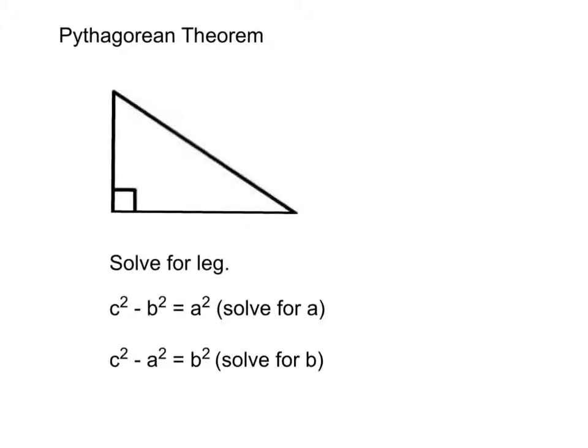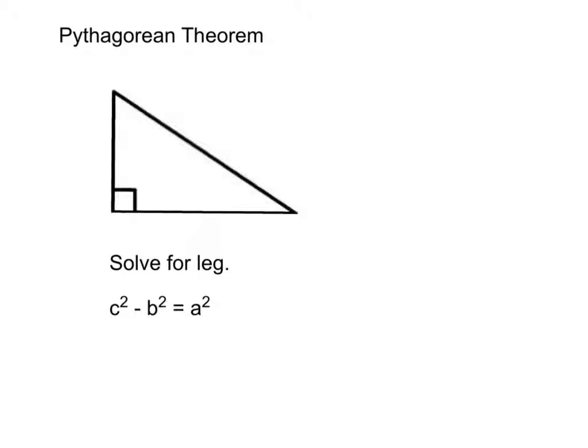Let's look at a problem where we're solving for a leg. Begin again with labeling C, A, B. You'll notice I've written the problems different than I have in previous years. Instead of looking at A squared plus B squared equaling C squared, I've changed the equation by manipulating the information. It's now C squared minus B squared, or C squared minus A squared. The formulas are the same, just for some of us, this is easier to remember.